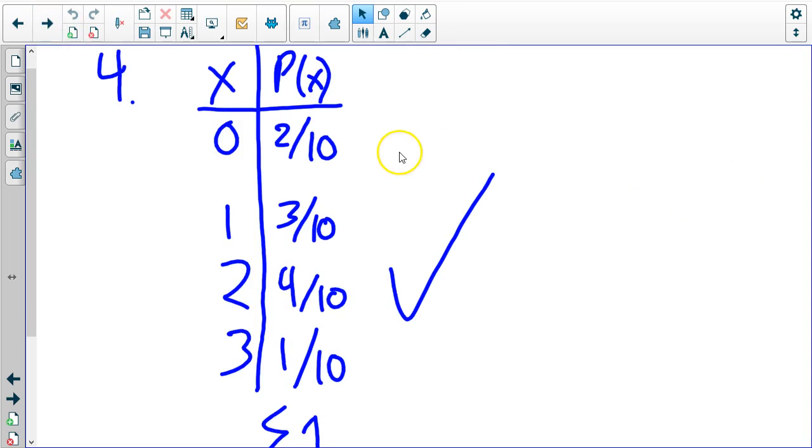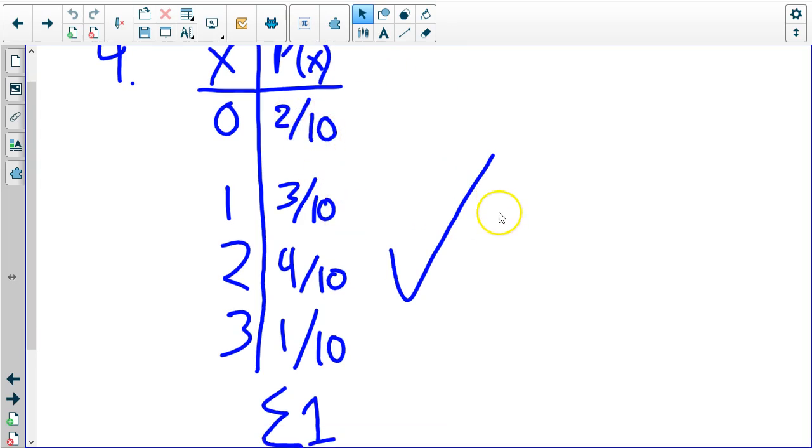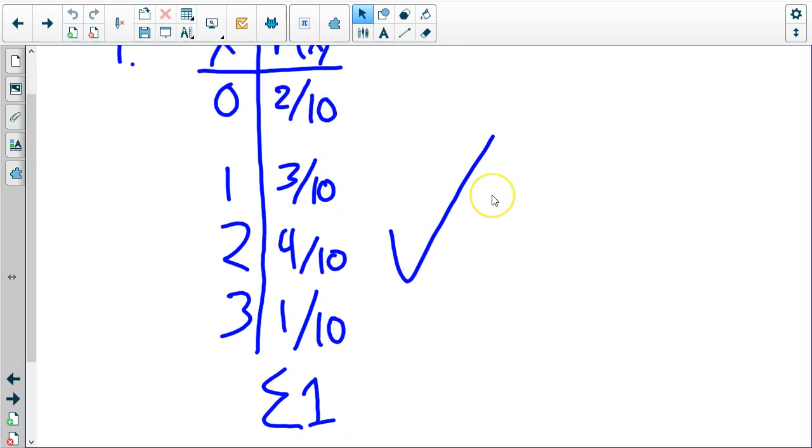So on this one, you're given those percentages, right? So it'd either be 20 out of 100 because that's 20%, or you can just do 2/10. So when you add 2/10, 3/10, 4/10, and 1/10, that adds to 1. So yes, it's a probability distribution. I'm really trying to get you in that routine of always checking, because if it doesn't add to 1, don't find the mean. There's no point.